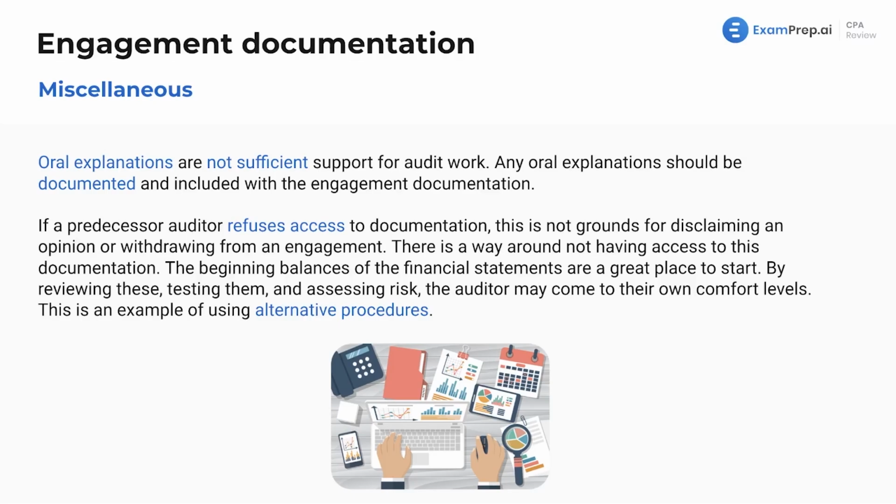There are ways around. Now, if there's just absolutely no way, then yeah, this would be grounds for withdrawing from an engagement because it is a scope limitation. That being said, let's wrap up this wonderful section of engagement documentation.